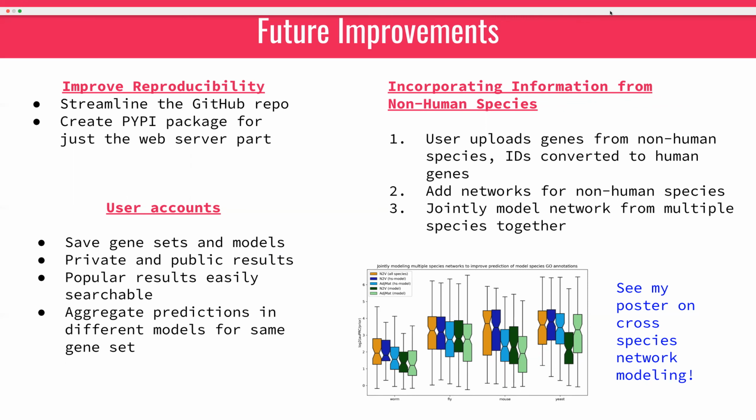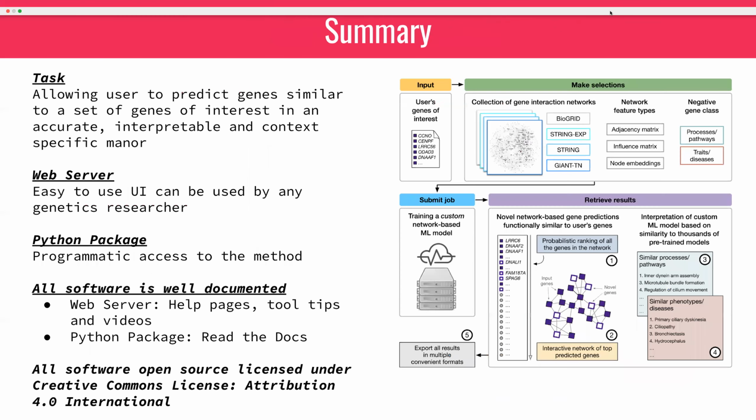We'd also like to incorporate non-human species. You can upload a set of genes that aren't human, then it gets converted into human, and we can put them in our networks. We would like to add non-human networks to the web server in the future as well. Also, we're working on a project where we jointly model human and model species together. I have a poster on this, so if people would like to talk to me at my poster or after the conference about this, I'd be happy to talk about the cross-species modeling as well.